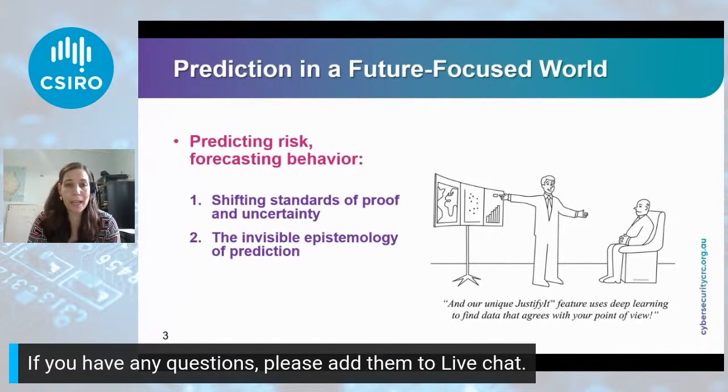So if you can see in the, I'm not sure that this is readable, but I'll read you the cartoon here, and it says, and our unique Justify It feature uses deep learning to find data that agrees with your point of view. And I put that on the slide simply because I thought it really captures some of the hidden biases behind some of those AI-based applications.